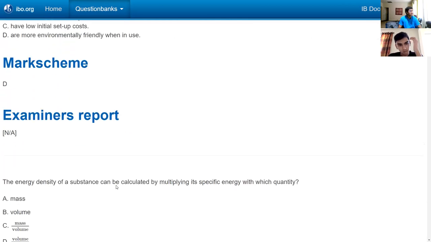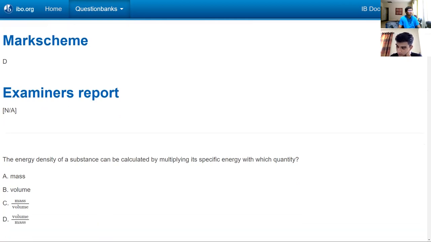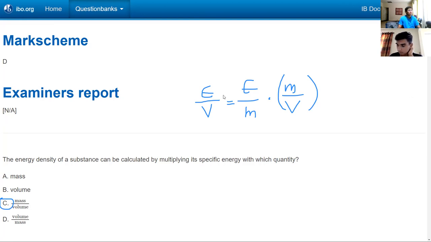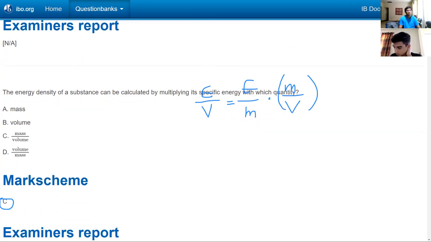The energy density of a substance can be calculated by multiplying its specific energy with which quantity? Okay, this is like a unit problem. Per kilogram. Energy density is energy over volume, and specific energy is energy over mass. So what do we need to multiply this by? We need to multiply by mass over volume, right? So it becomes energy over volume. So multiply by density, normal density. Yep.